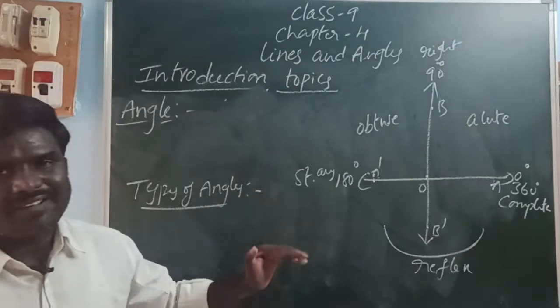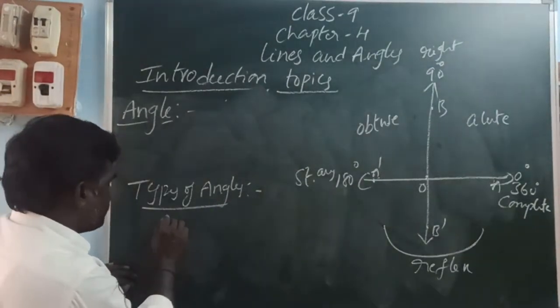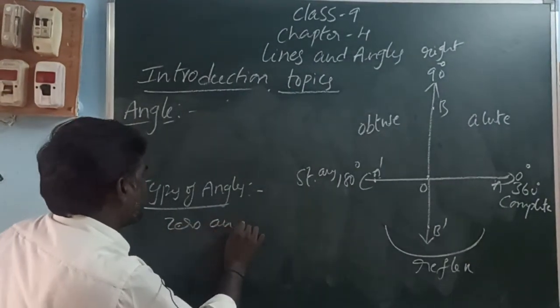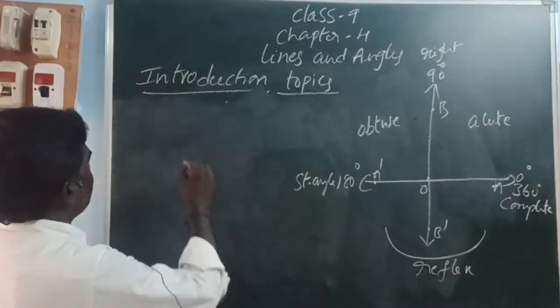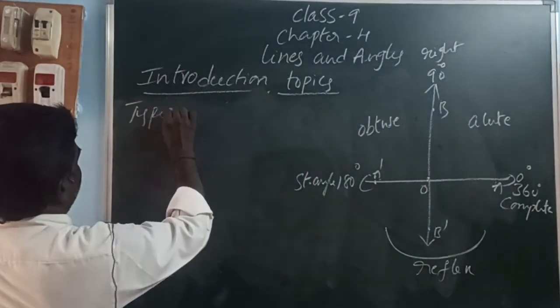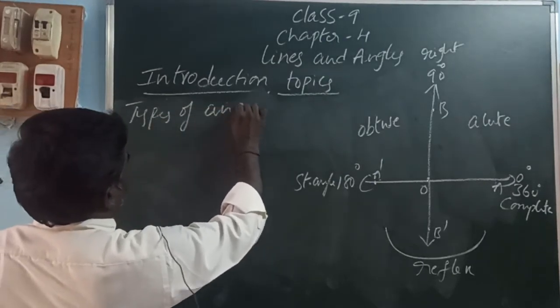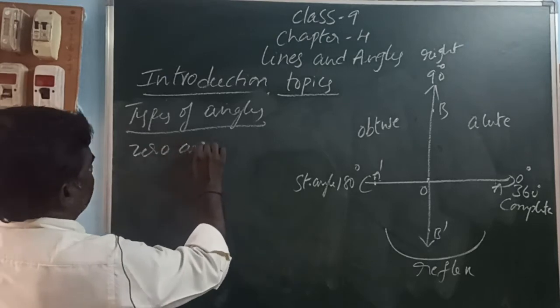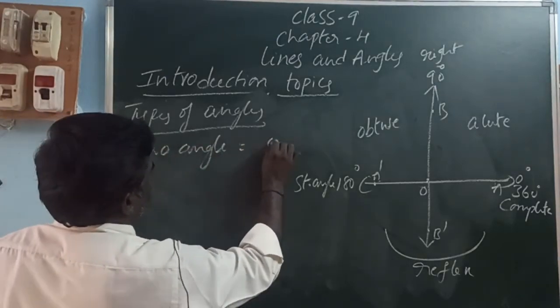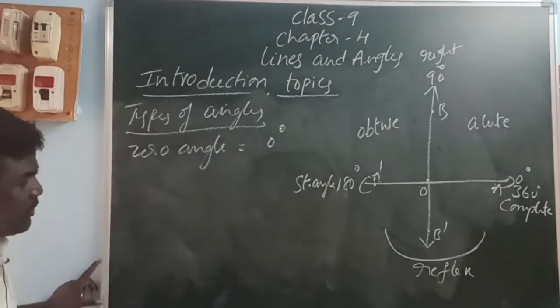Okay, these are the 7 types. So first one, 0 angle, that is 0 degrees. Next, types of angles. First one, 0 angle, an angle which is 0 degrees, that is called 0 angle.